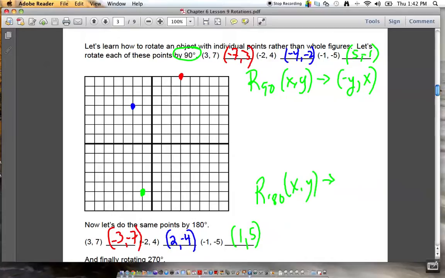So now let's do the rule for 180. XY becomes what? Look what's happening. The x becomes negative. It's negative x. See, right? The 3 becomes negative 3. And the y becomes what? Negative y. Good.